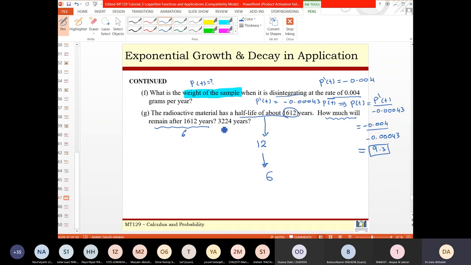And after 3,224, meaning after 1612 years more, how much will remain? 3 will remain, yeah? And this answers this question. Okay? And we are done.